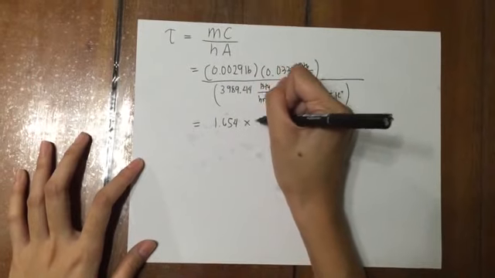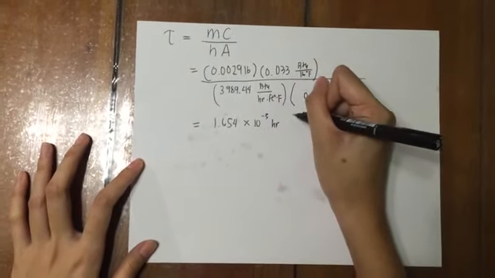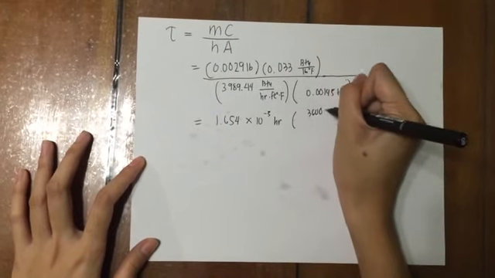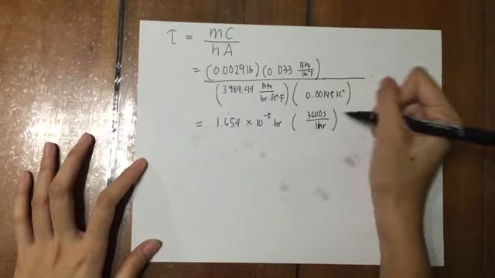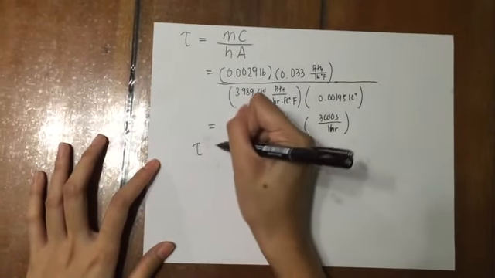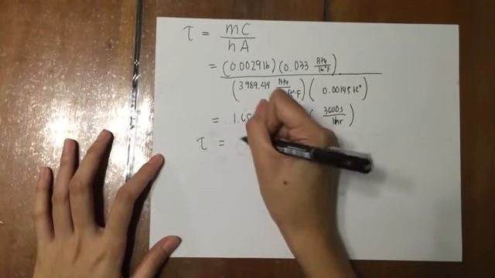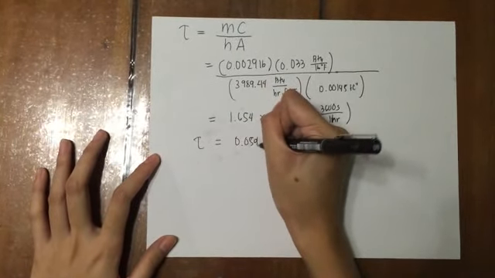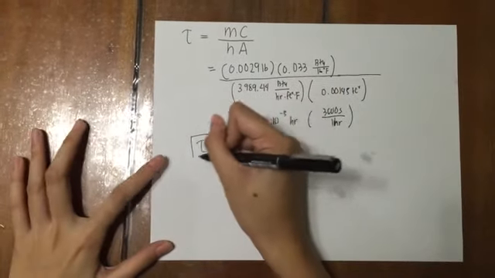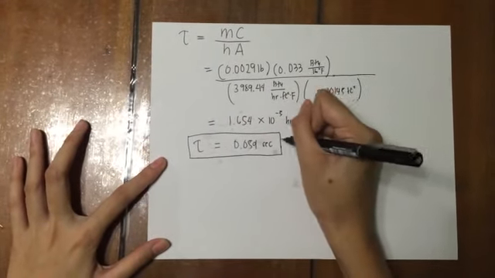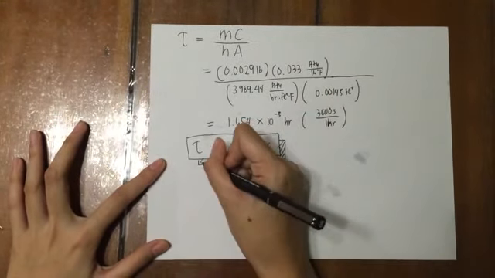Multiplying all these values, we will now have an answer of 1.654 times 10 raised to negative 5 hours, and we will convert this into seconds. We will multiply by a conversion factor of 3,600 seconds over 1 hour. So now we will finally arrive at the answer, which is tau is equal to 0.059 seconds. This is the time constant of the problem.